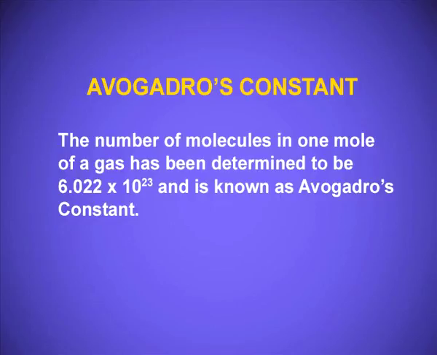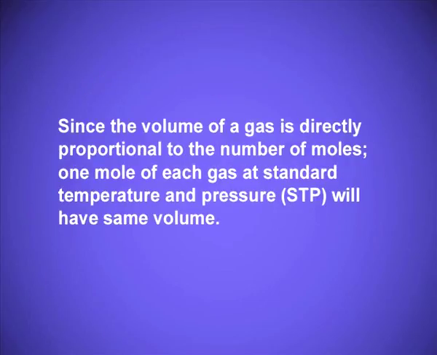Avogadro's constant. The number of molecules in 1 mole of a gas has been determined to be 6.022 × 10^23 and is known as Avogadro's constant. Since the volume of a gas is directly proportional to the number of moles, 1 mole of each gas at standard temperature and pressure, that is known as STP, will have the same volume.